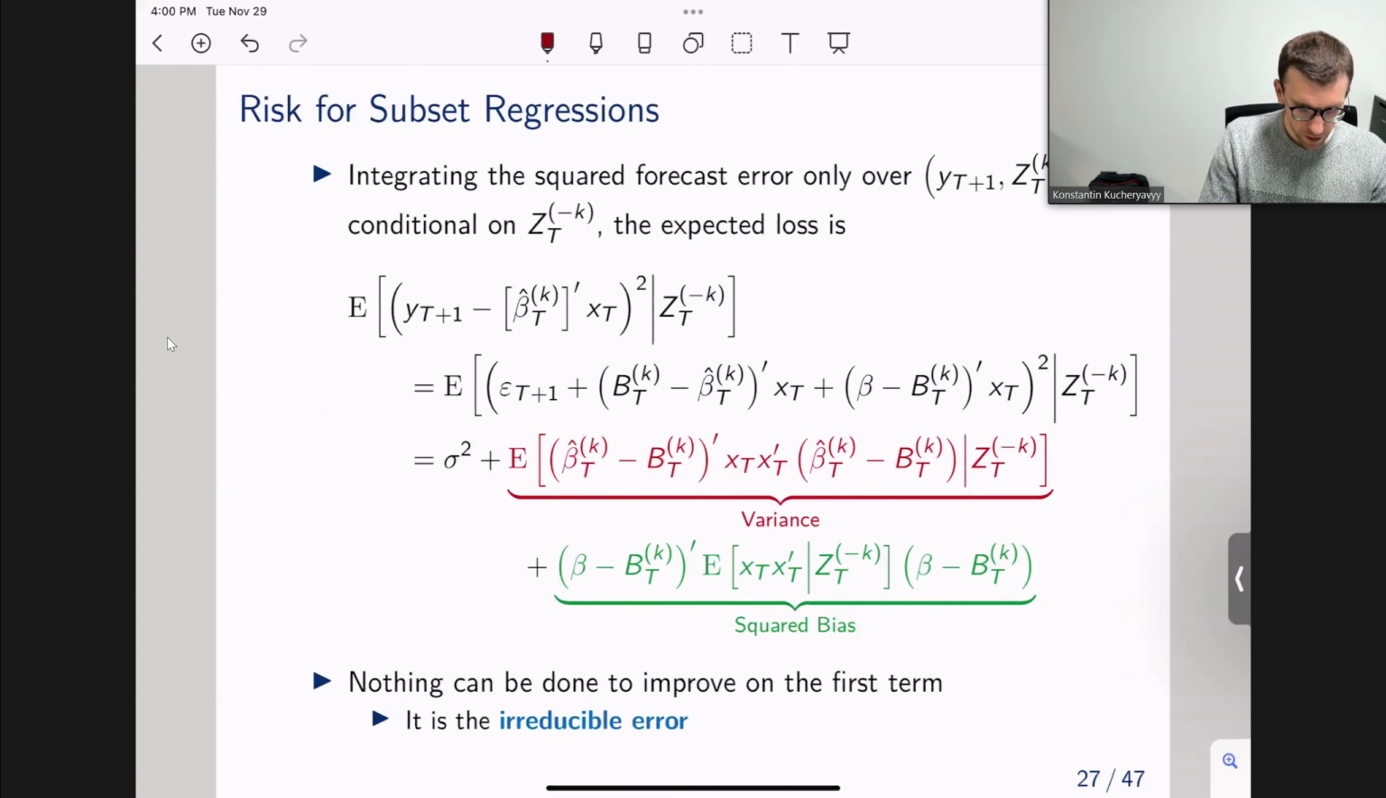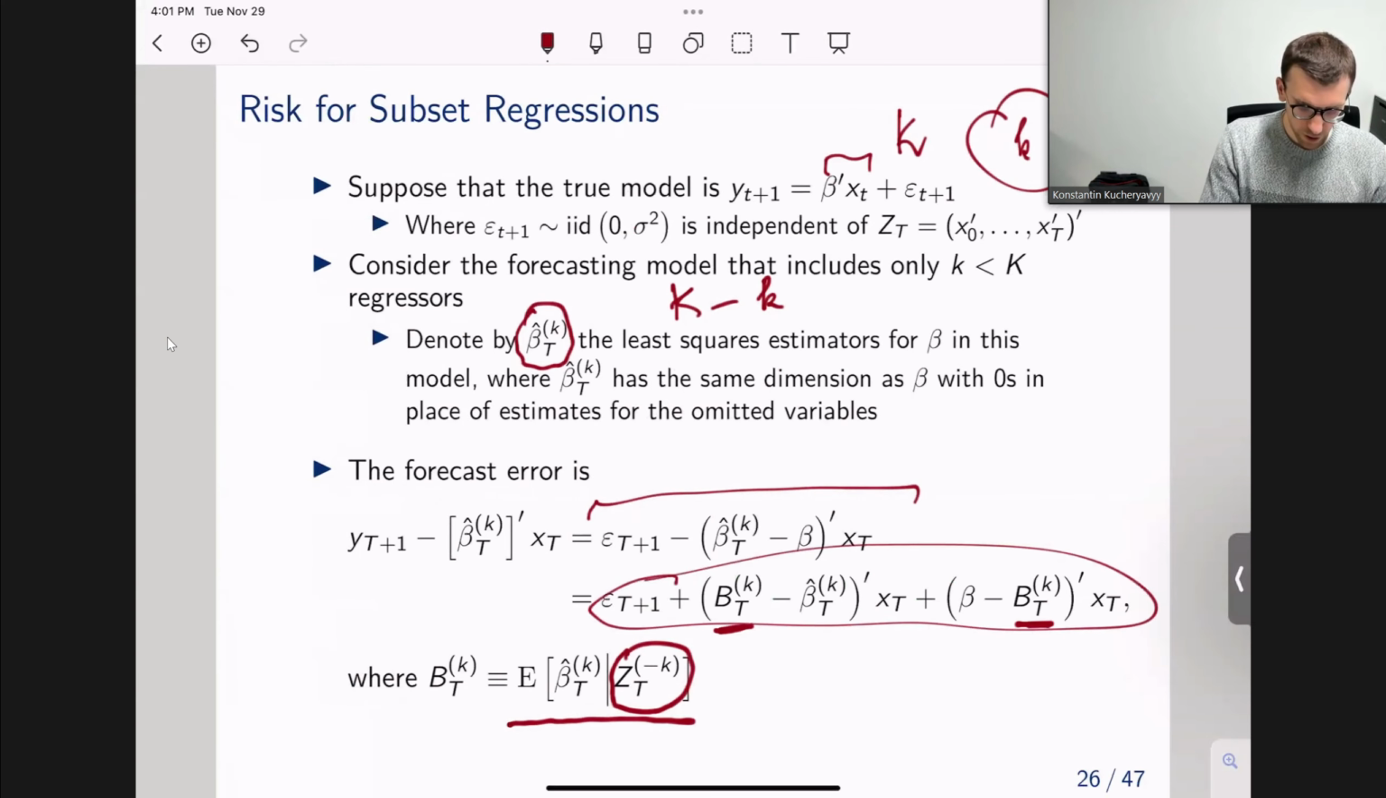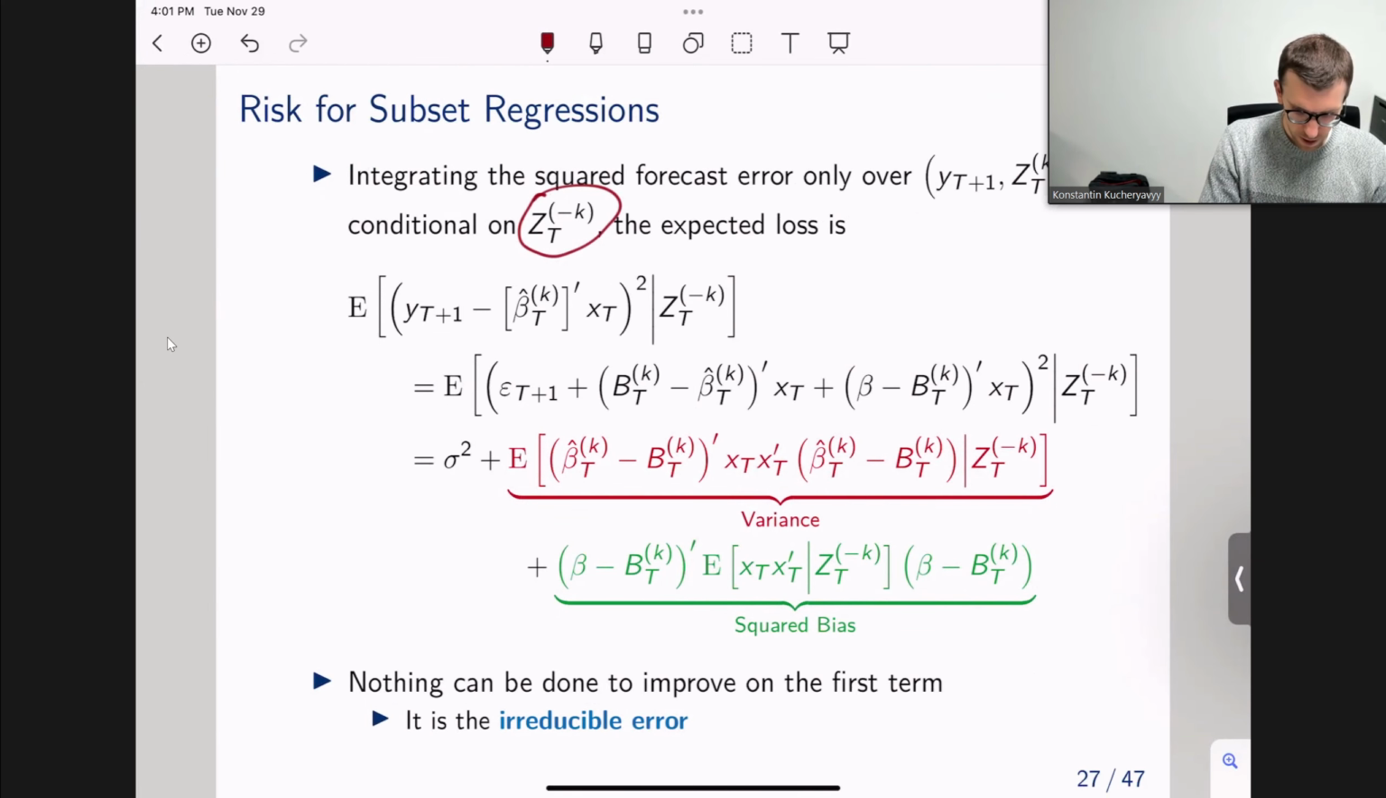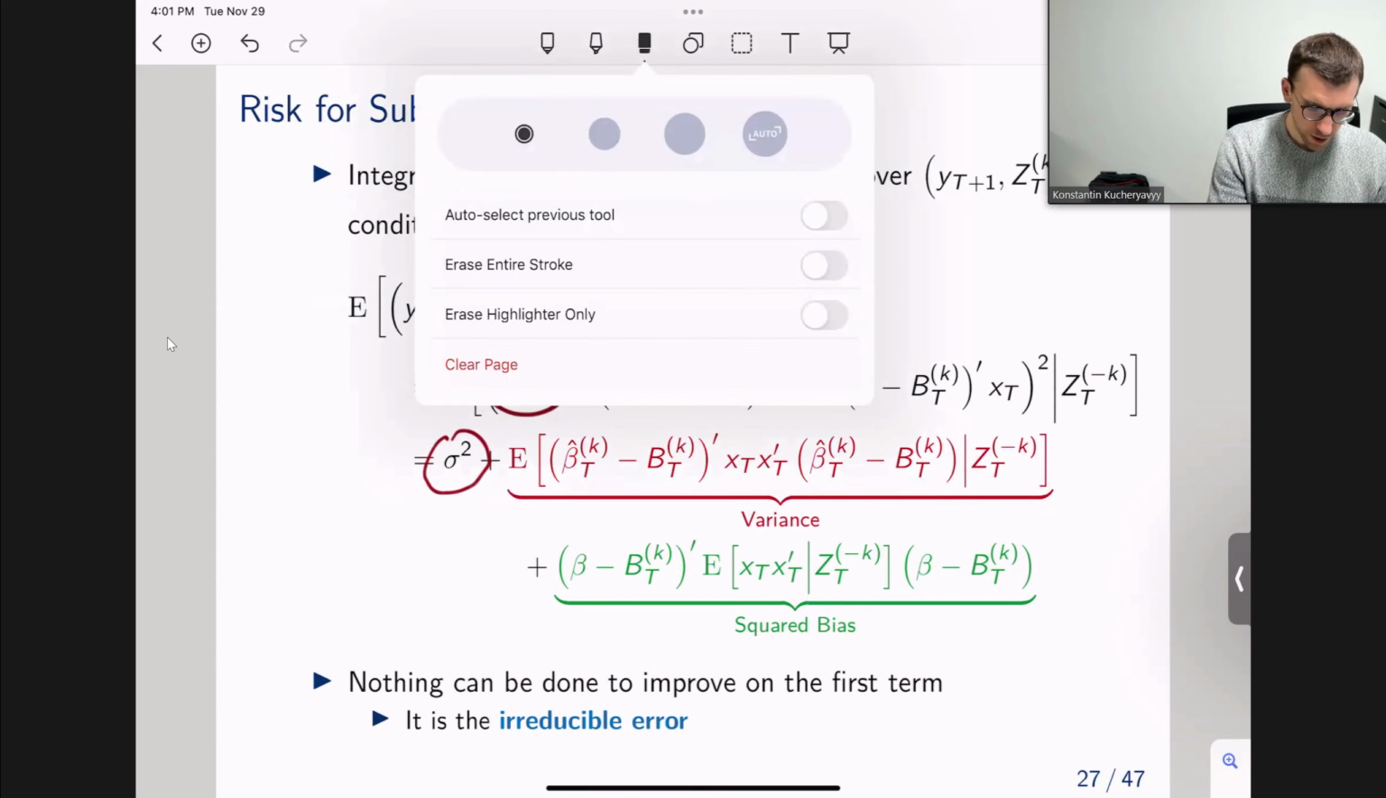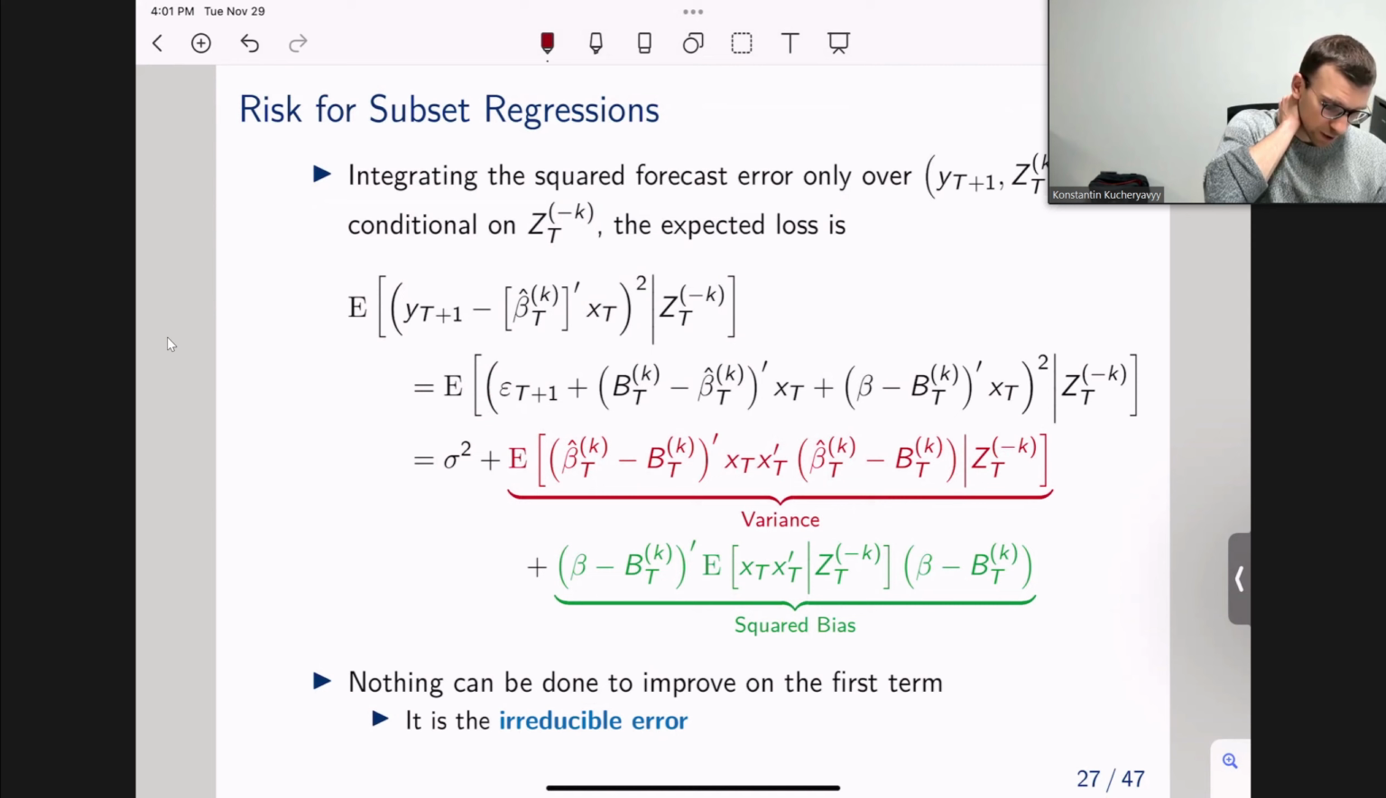Now we can calculate the expected error conditional on the regressors that are there, but we are not including them in the regression. Substituting this expression here, we get three terms. The first term is the easiest one: the sigma squared is generated by this error. This is the so-called irreducible error. If our model is correct, then we cannot do anything about this error. Of course, if our model is not correct, then having a better model can reduce this error.